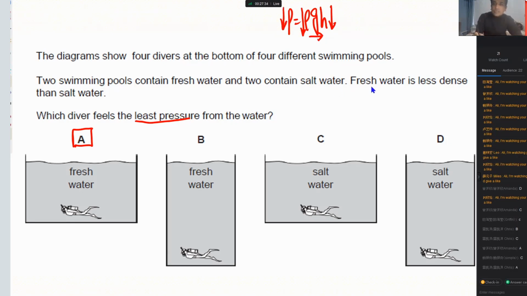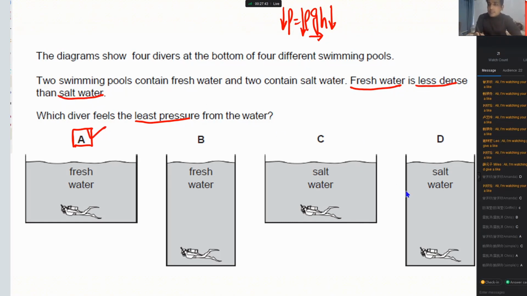In this case, it is given to you: fresh water is less dense than salty water. So this one is the answer. Which one has the highest pressure? So this one has the highest. If they ask you highest, then D is highest, and this one is the least. Okay, excellent. So the answer for this question, simple, good. Well done, Chris. Amanda, wonderful. Let's move on to the next now.